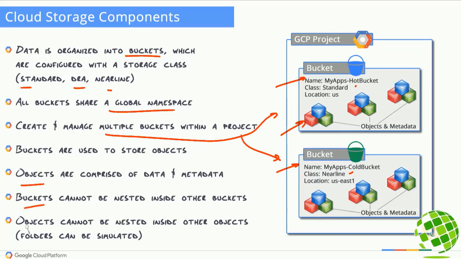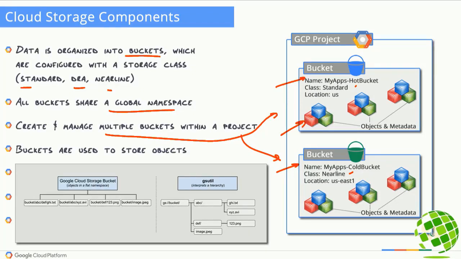Now, buckets and objects cannot be nested inside of one another, but as far as objects go, we can simulate folders through the object's name. So cloud storage is one big flat namespace, but again, we can simulate hierarchy by adding forward slashes in the object's name.